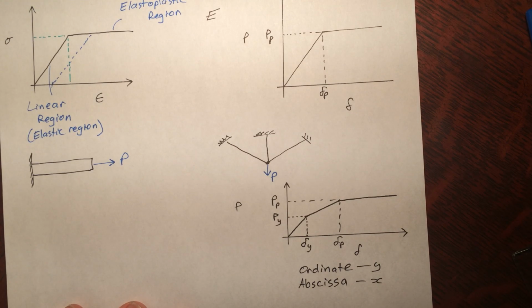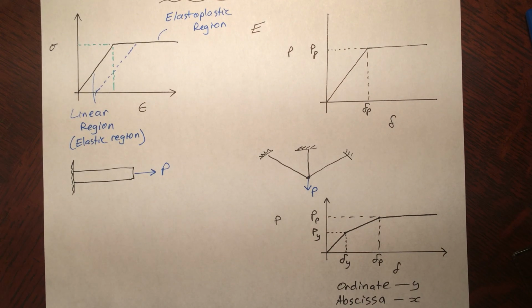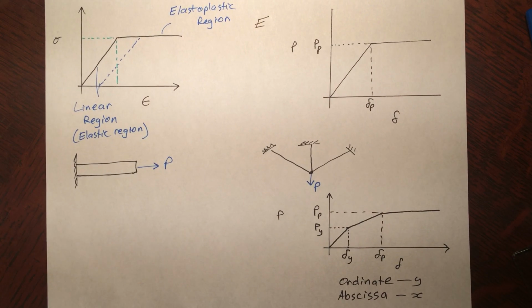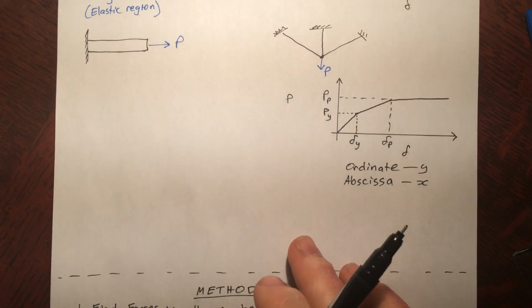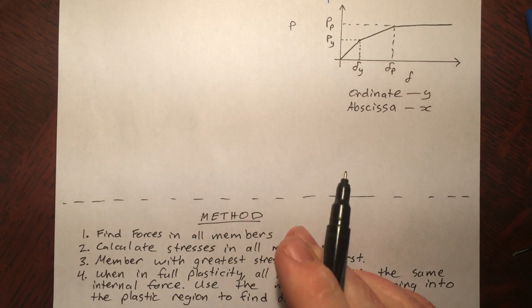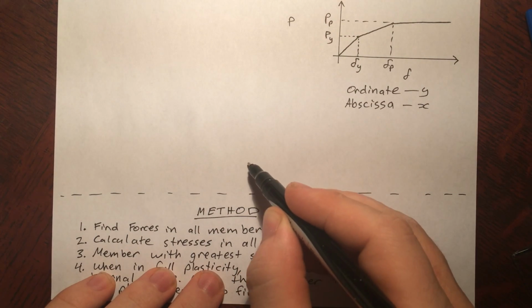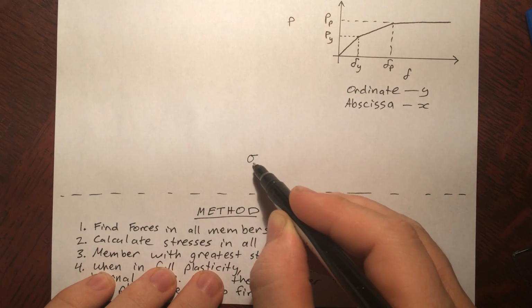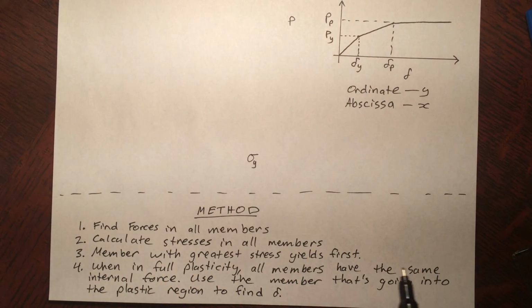I had a challenging time learning this, and when I was studying this, I came up with my own system to solve these problems. So here's my method. Usually you'll be given the yield as a stress. You'll be given at a certain stress, you'll just say delta yield. It'll go into the plastic region.